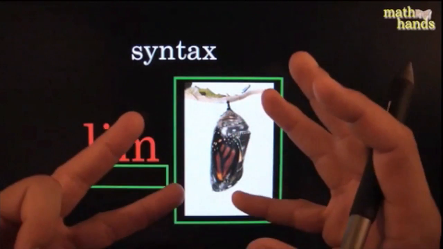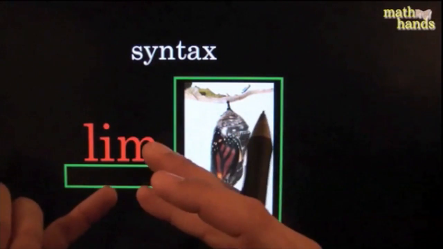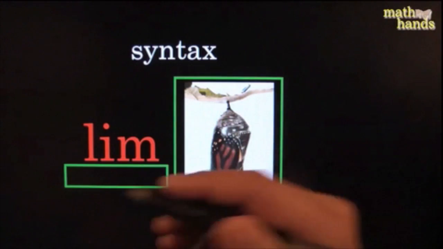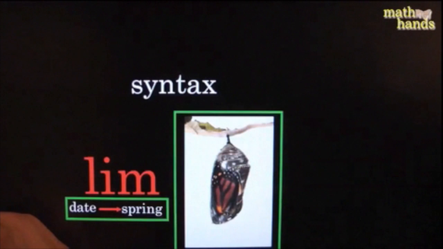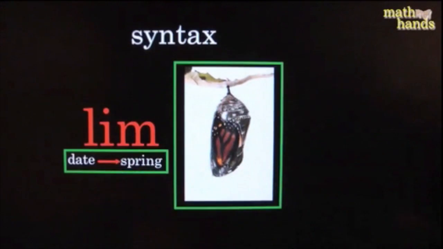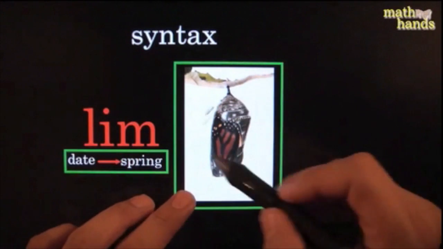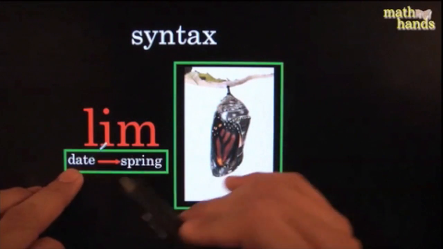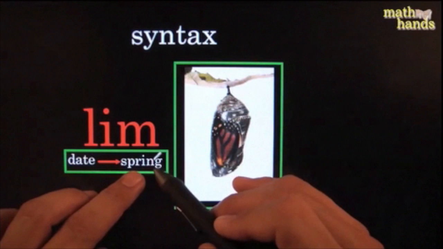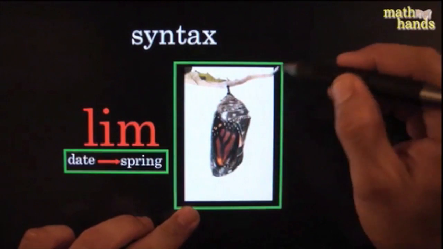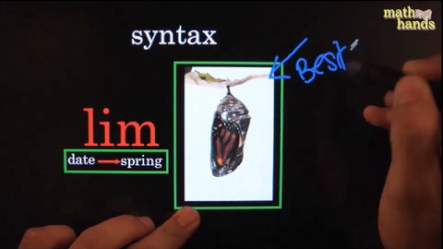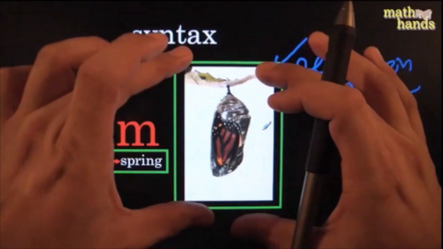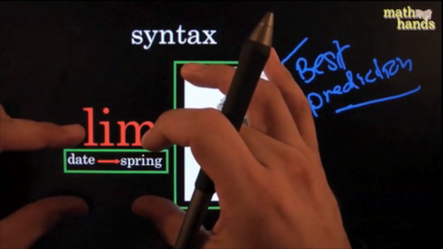But the syntax is not complete. As what? As time goes off to infinity, as time goes off to the time of dinosaurs? We need another part of the syntax. This would make it more clear. What's the limit of this cocoon? What's happening to this cocoon as the date approaches spring? So the date is changing, it's going to approach spring, and I'm trying to find the best prediction for this cocoon as the date approaches spring.